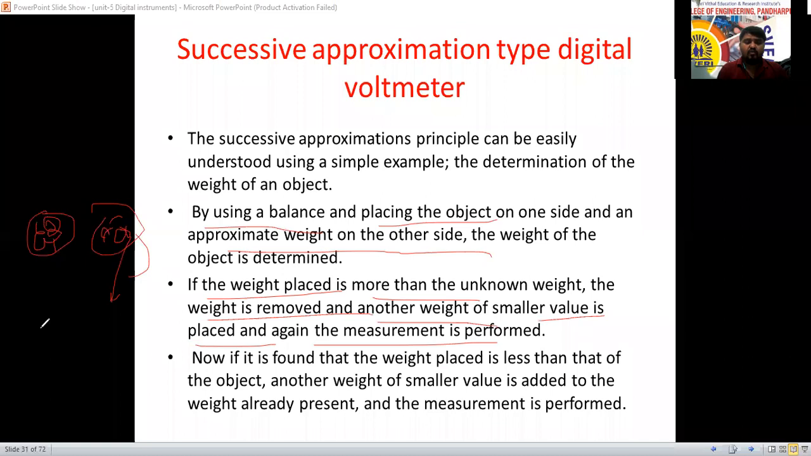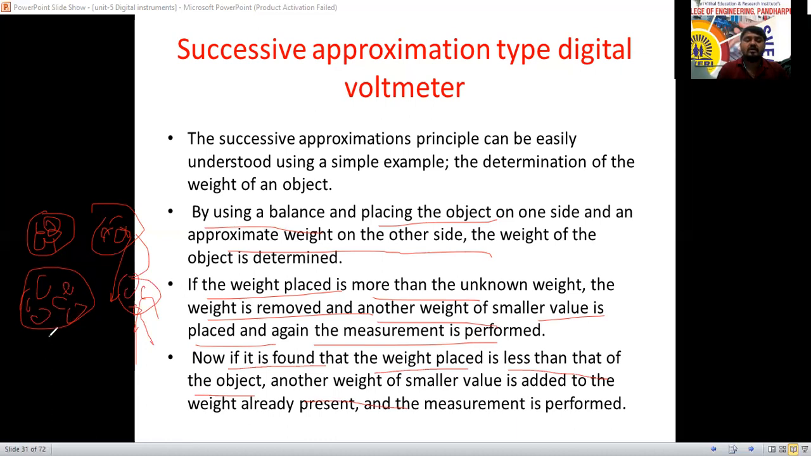If the unknown value of the weight is lesser than the known value, then I am going to remove some weight and add a lesser value to make the approximation. Now, it is found that the weight placed is less than that of the object. Another weight of smaller value is added here.